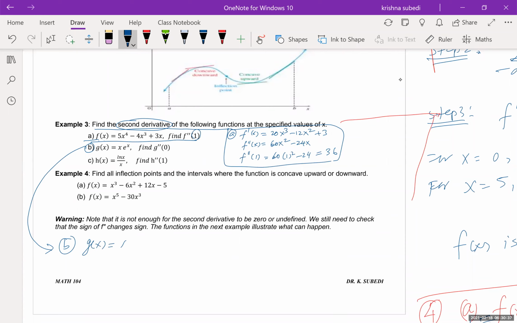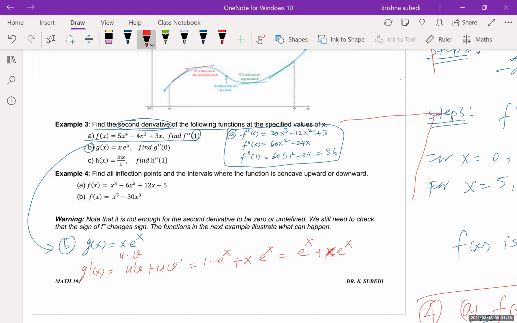g of x equals x e to the x. I just copied the question. Now you know that we need to use the product rule, u times v, and the derivative is going to be u prime v plus u v prime. So that's going to give me u prime, which means the derivative of x, which is 1, times e to the x, plus u, which is x, and then the derivative of v, which is the derivative of e to the x, is e to the x by itself. So it is e to the x plus x e to the x. So that's our first derivative.